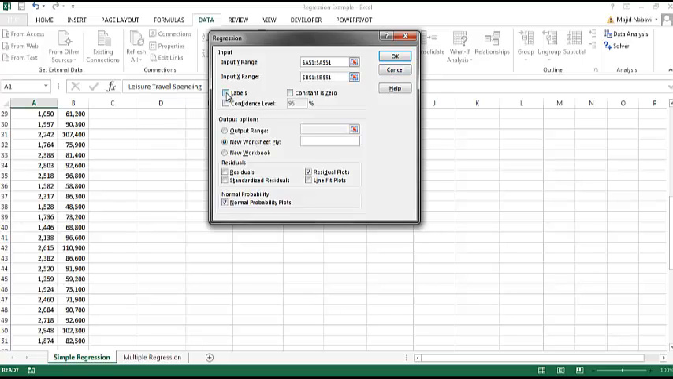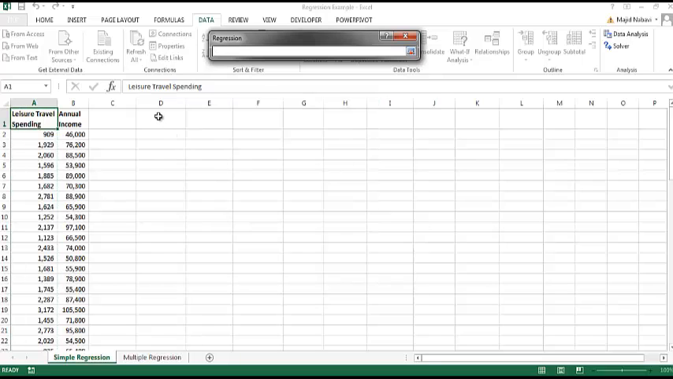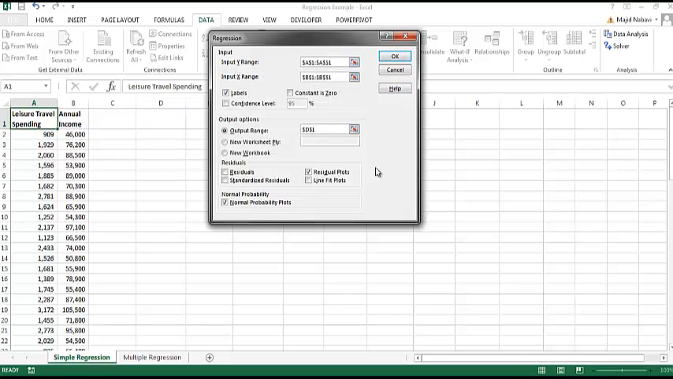I have selected labels, so I check labels. Confidence level at 95% is okay. Output range, I will put it in this worksheet. Select cell D1. I will also select residual plots and normal probability plots.